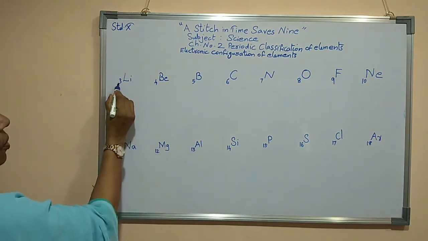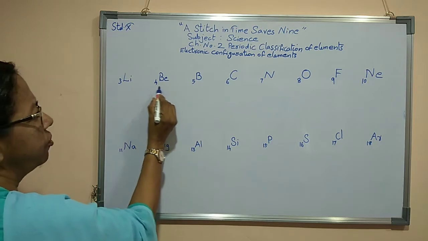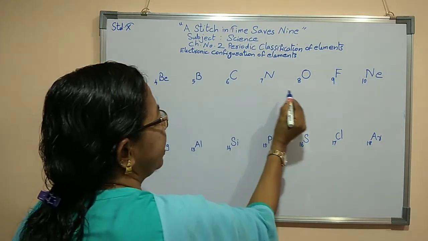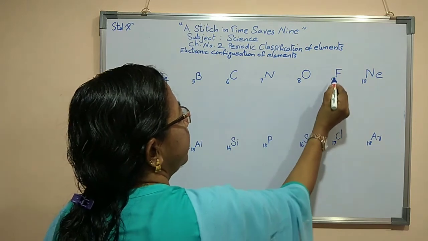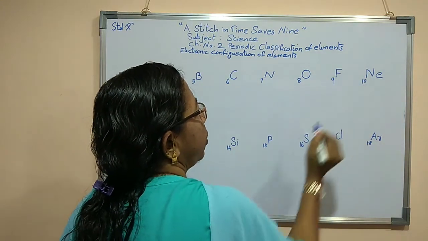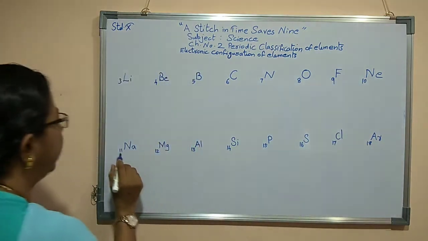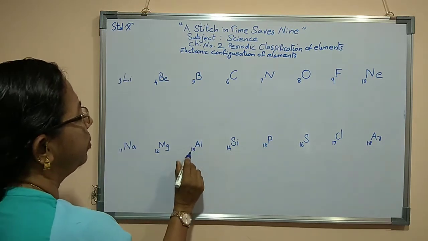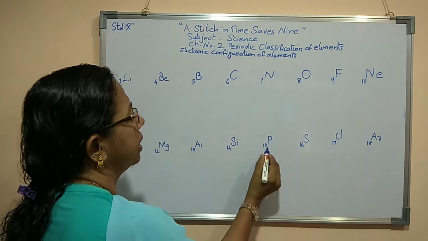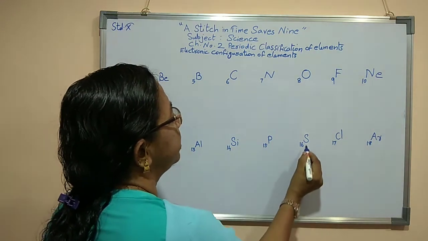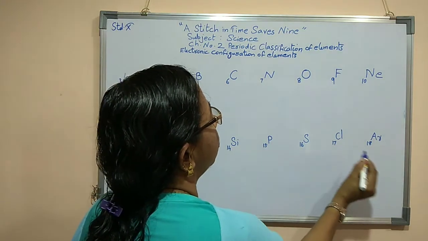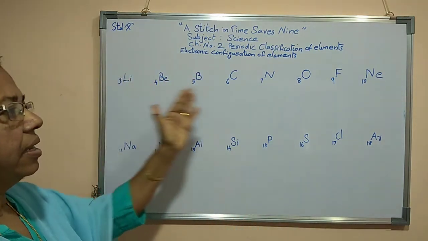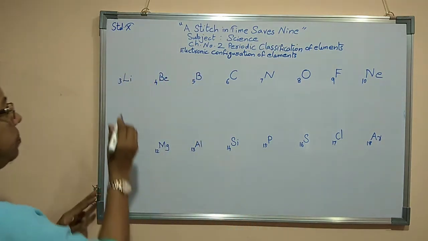Lithium atomic number 3, beryllium 4, boron 5, carbon 6, nitrogen 7, oxygen 8, fluorine 9, neon 10. Now here sodium 11, magnesium 12, aluminium 13, silicon 14, phosphorus 15, sulfur 16, chlorine 17, argon 18. Now let us write their electronic configuration.